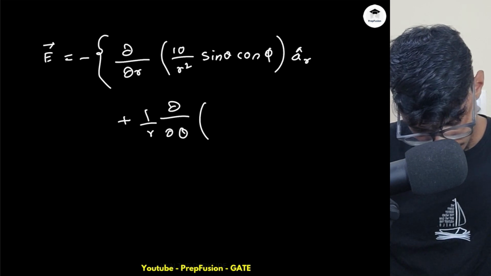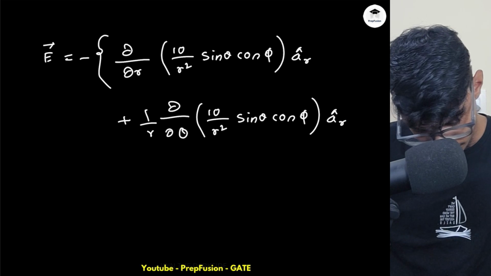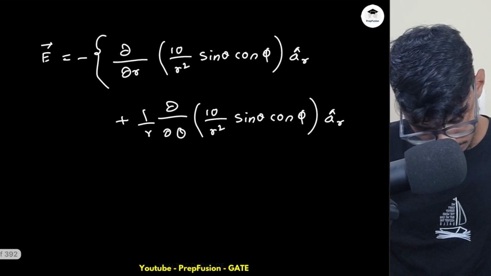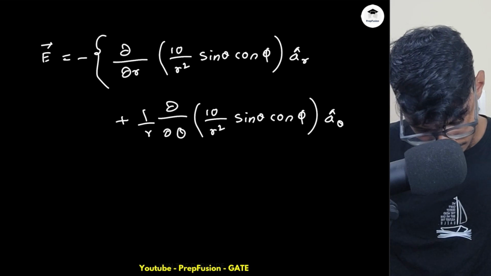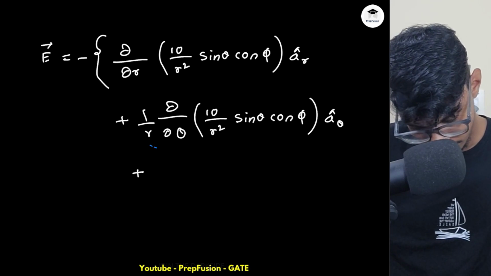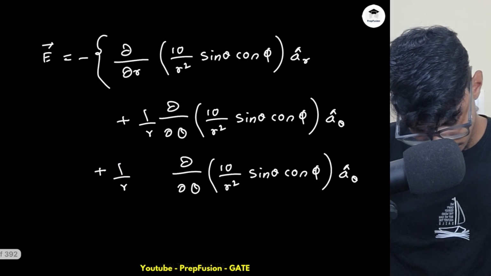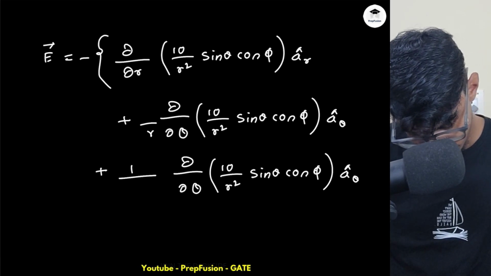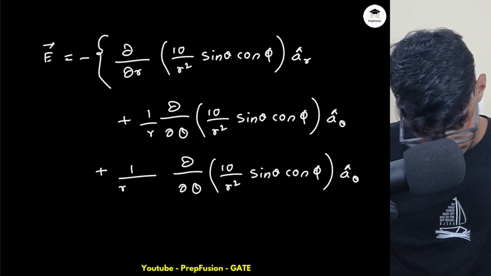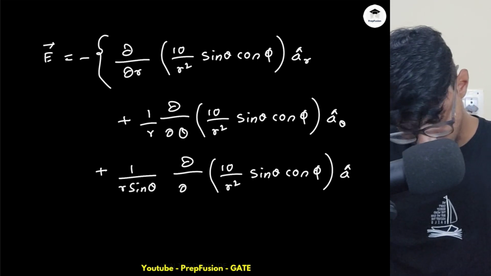Same thing will be copied here as well. Okay, this will be theta plus the same thing will be copied here as well. Just here, instead of it being 1 by r, this will be 1 by r sine theta, this will be phi, this will be also phi.